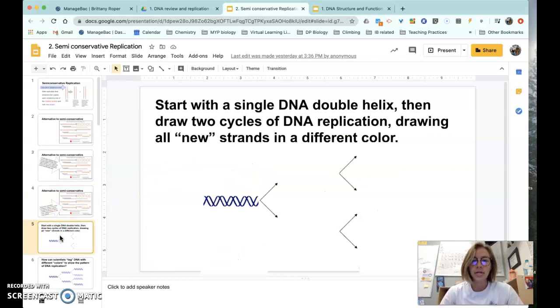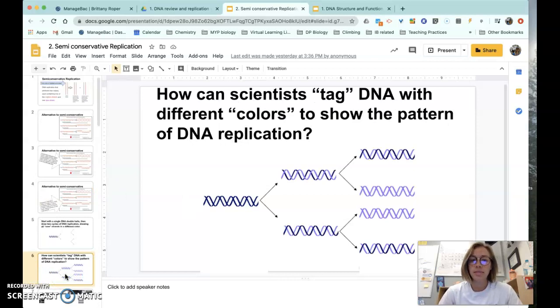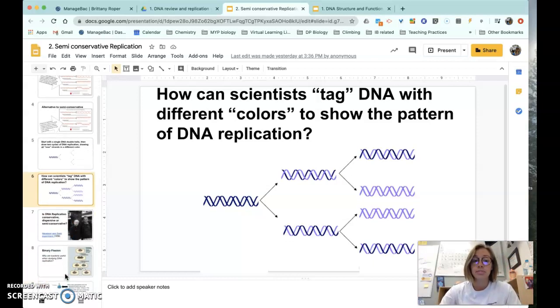One thing I'd like you to try and do is to start with a single DNA double helix, then draw 2 cycles of DNA replication, drawing all new strands in a different color using the semi-conservative format, right? So if we were to do this, I'd like you to pause and try to do that in your notes. But if we were to do this together, it would look something like this. So I want you to think through, how could DNA scientists tag DNA with different colors to show this pattern?